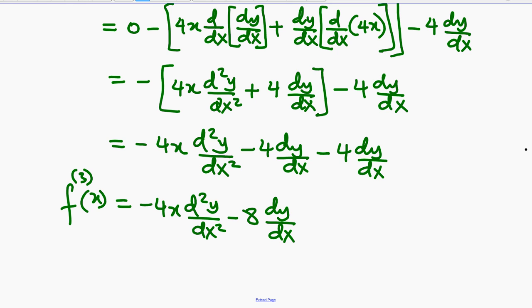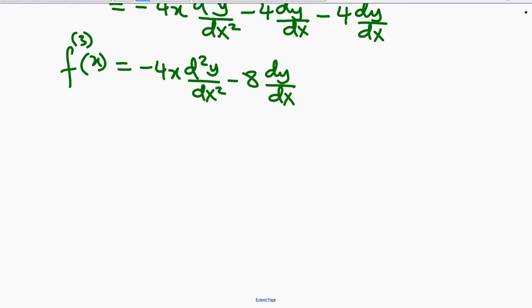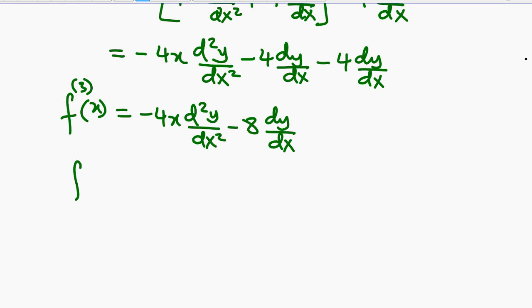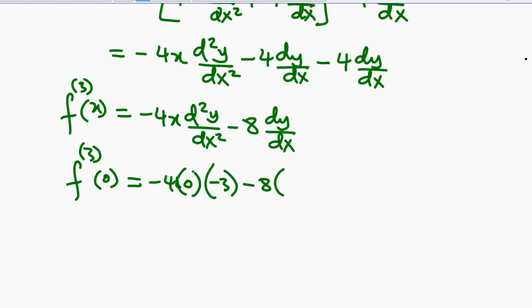So the value of the third derivative at x equals 0 and y equals 1 will be equal to negative 4, x is 0. The value of the second derivative was negative 3 minus 8. The value of the first derivative was 0. So this will just give us 0. So the value of the third derivative is 0.